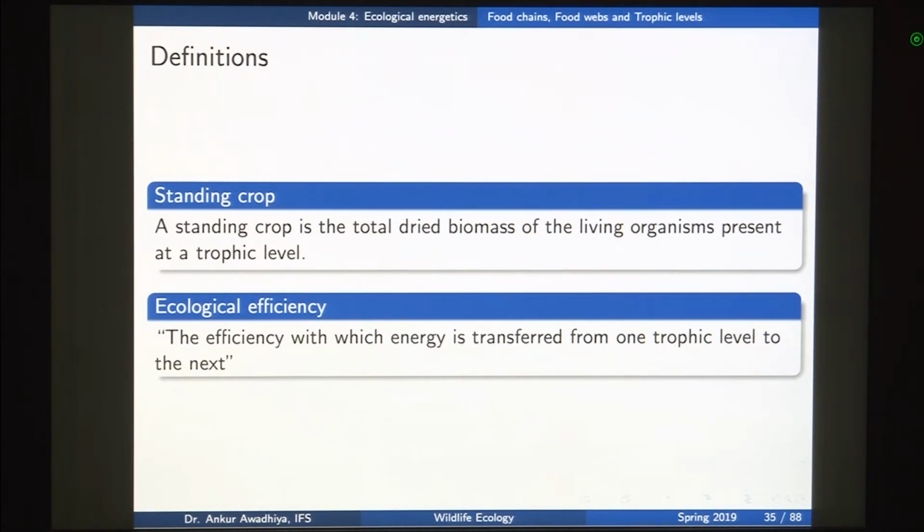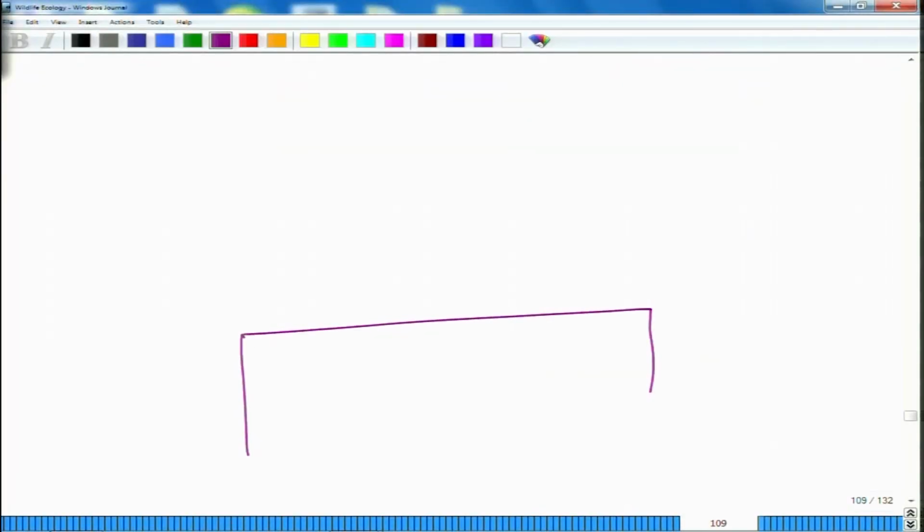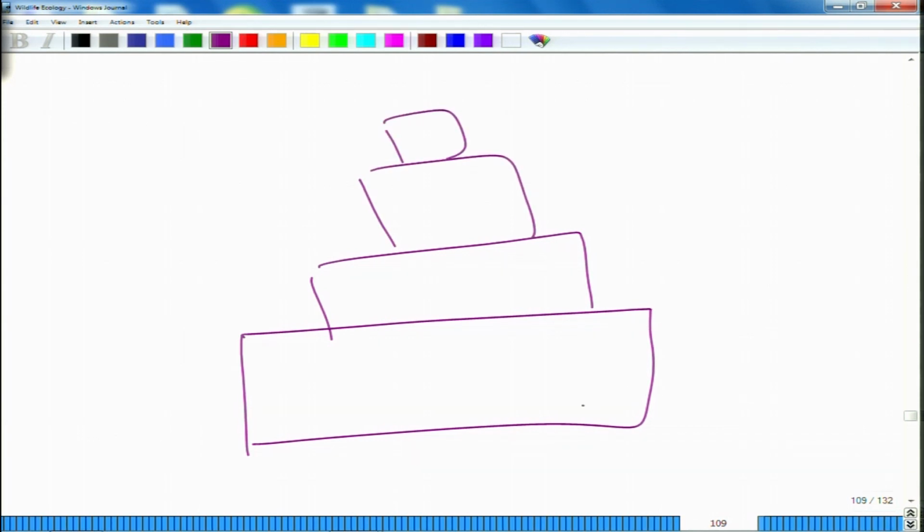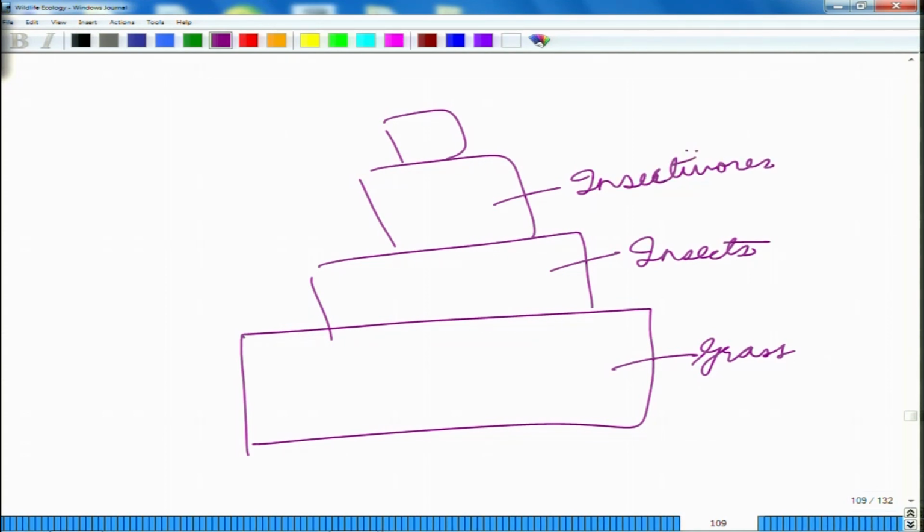The next concept is that of ecological efficiency. Ecological efficiency is the efficiency with which energy is transferred from one trophic level to the next. When we are looking at any pyramid, here we have a pyramid, and here we have grass that is eaten up by insects, that are eaten up by insectivorous organisms, and those are eaten up by the top carnivores.